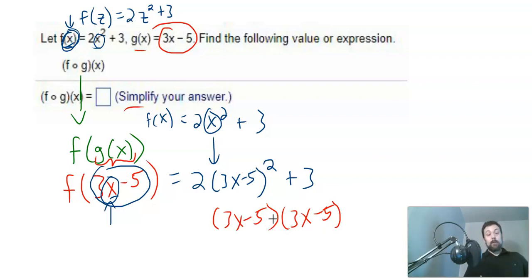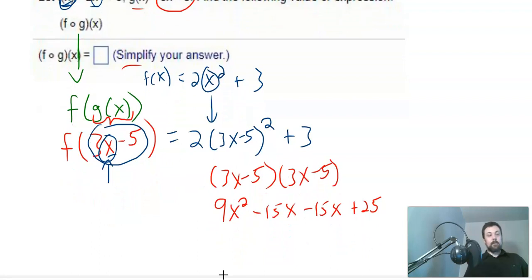So you have to FOIL. You do first, outer, inner, last. You're going to get 9x squared minus 15x minus 15x plus 25. Right, and then I'll go ahead and combine like terms. These are like terms here. And so I'm going to get 9x squared minus 30x plus 25.